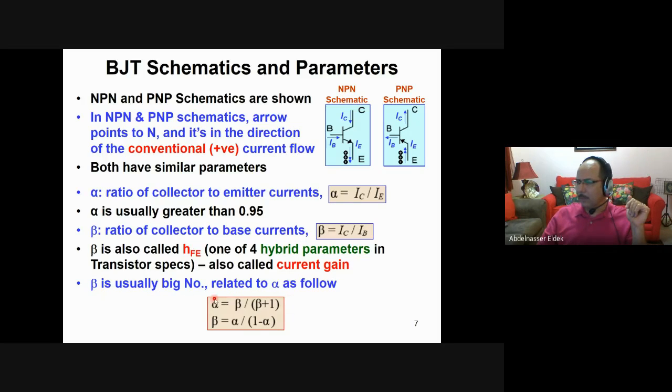Now if you want to relate alpha and beta, alpha equals beta divided by beta plus 1, and beta equals alpha over 1 minus alpha. You need to remember these relations. Since beta is a big number, beta over beta plus 1 is less than 1 for sure. Assume that beta is 100, for example. Then 100 over 101 is almost 1, something like 0.99.